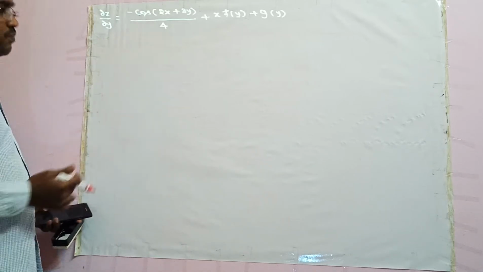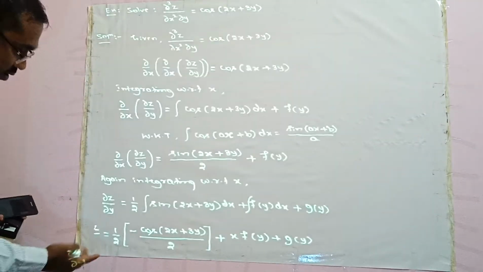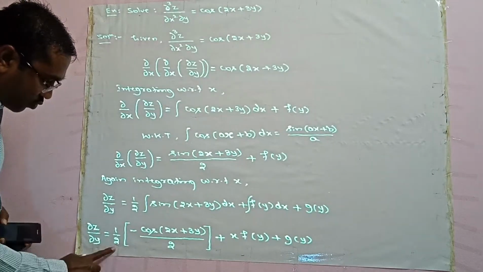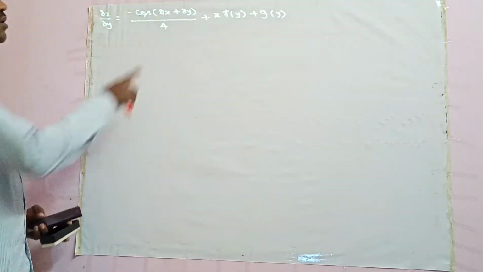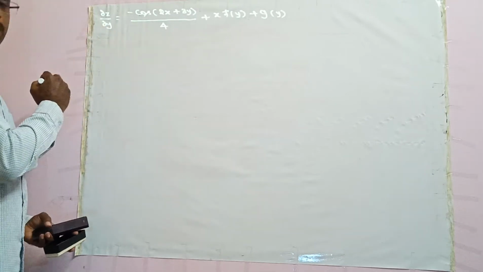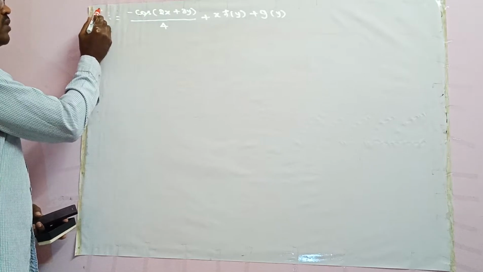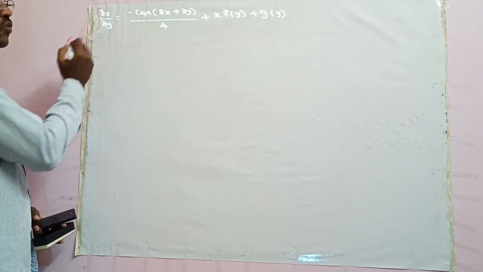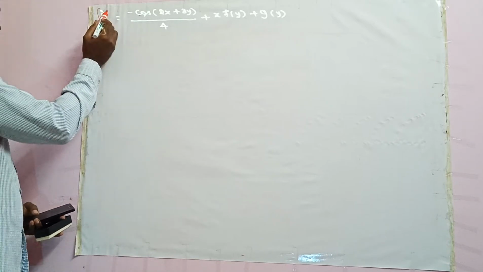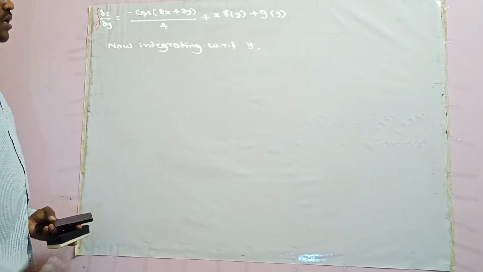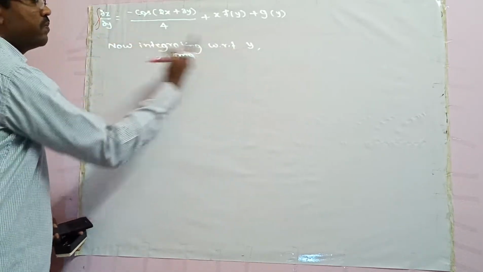Now I have taken the previous step here. So what are the changes? 2 into 2 is 4, minus cos of 2x plus 3y divided by 4 into this. We have this. Now one more last derivative is remaining, dou by dou y of z. Again we need to integrate this with respect to y to cancel this derivative and the integration, so that we get the solution z. So now integrating with respect to y.